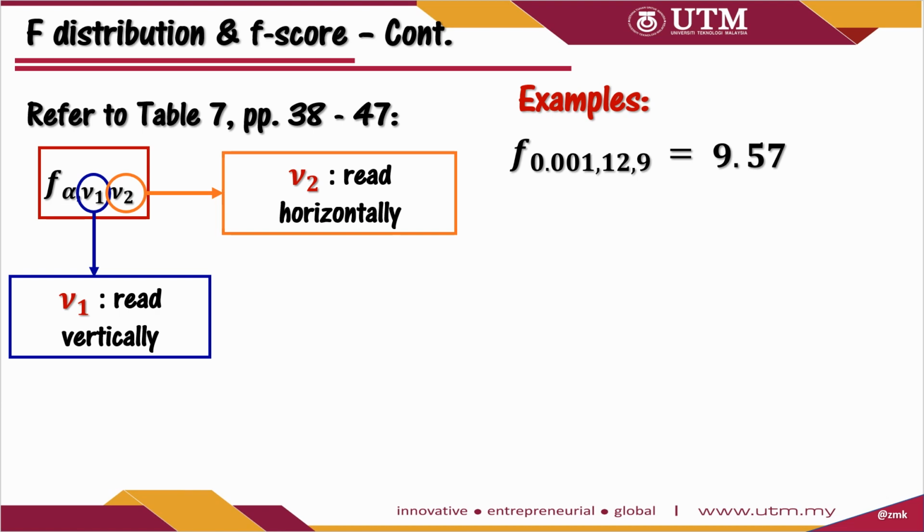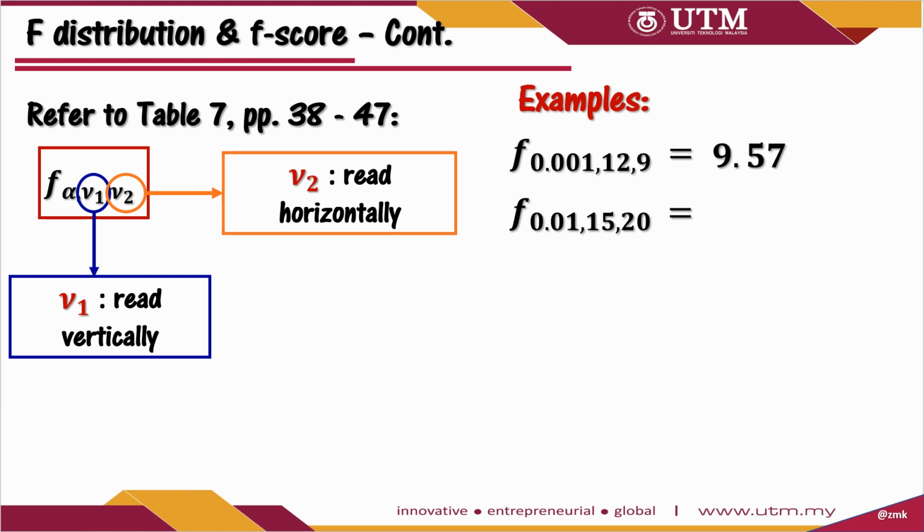Okay, good. Let's try another example. What about F 0.01, 15, 20? Here, you need to turn to page 40 and 41 for alpha equal to 0.01, not for alpha equal to 0.001 this time. So be careful. Now alpha is 0.01.